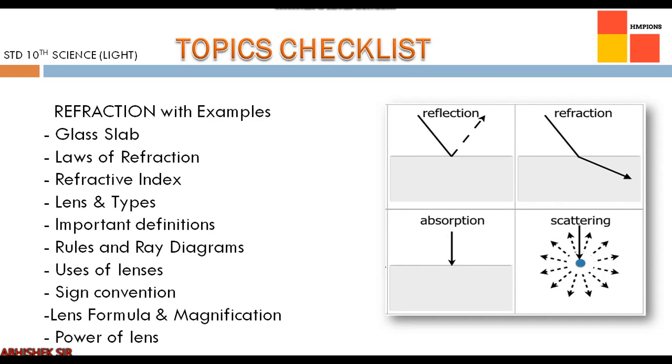These topics will be studied in this chapter and in this video. So topics are refraction with examples, glass slab, laws of refraction, refractive index, lens and types, important definitions, rules and ray diagrams, uses of lenses, sign convention, lens formula and magnification, and the last topic will be power of lens.